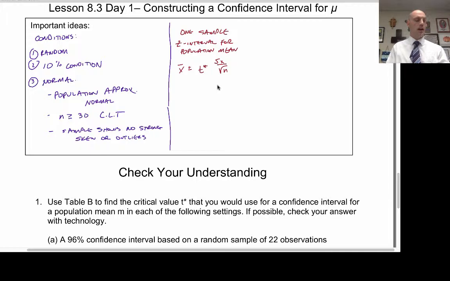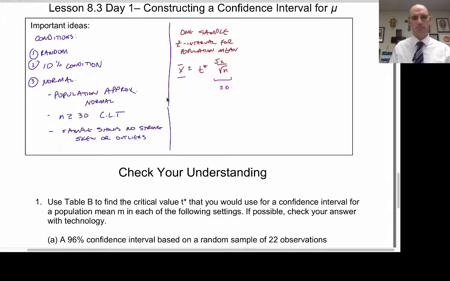square root of n. Well, if you think about this for a minute, what did we do last time? Last time we talked about how we've got our sample proportion, p hat, or point estimate, plus or minus z star times our standard error, which was our standard deviation. Well, think about it like this. This right here is like our standard deviation, yeah? And this is our sample mean. And so we just need to know what t star is.